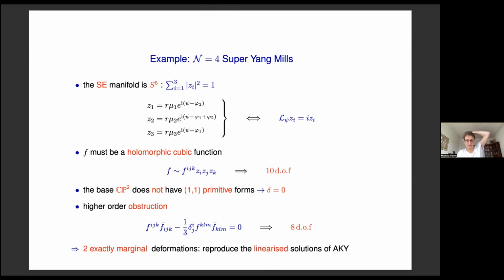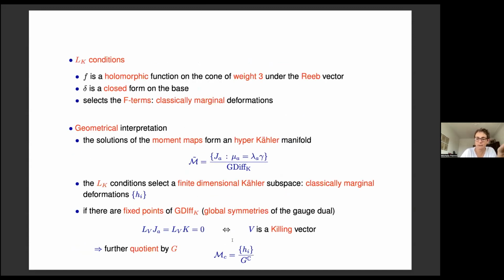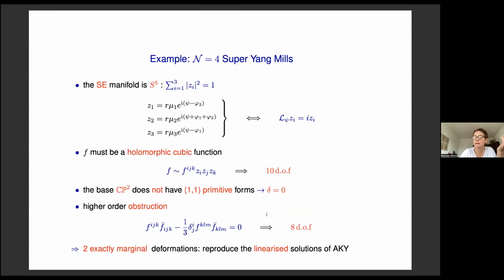So, for instance, if we take N equals 1 super Yang-Mills as a Sasaki-Einstein manifold, this is a U(1) bundle over CP2. We can parameterize this with the cone with 3 complex numbers. The condition that F must be holomorphic with 3 tells us that F must be cubic in this case. There are no other deformations because there are no 1-1 forms on CP2. And the obstruction, we have global symmetries, we know the SU(3), so imposing this condition is exactly the vanishing of the beta function, sorry, of the anomalous dimension I showed you before. And so we select out of the 10 classical marginal deformations the 2 exactly marginal deformations.